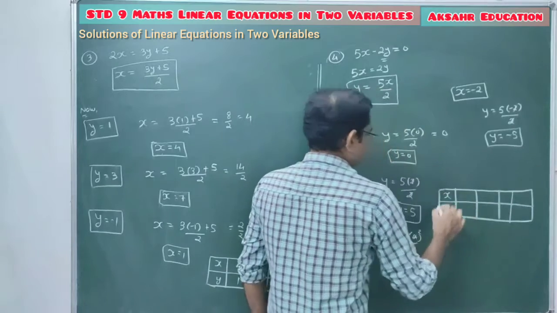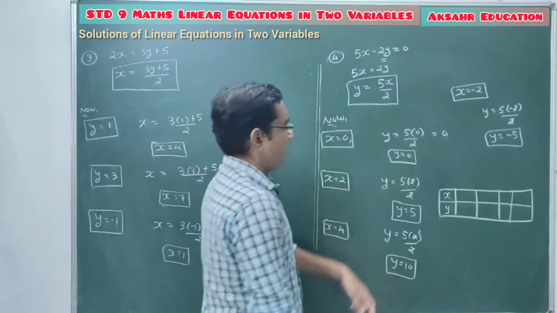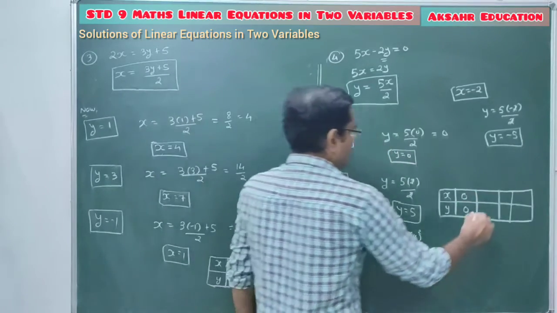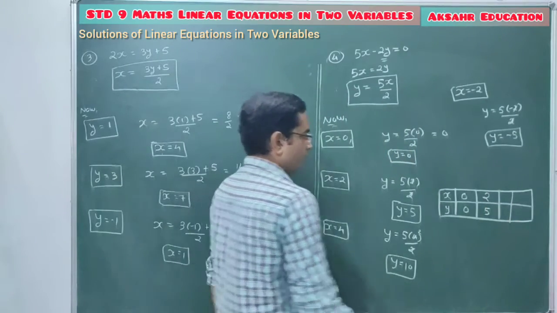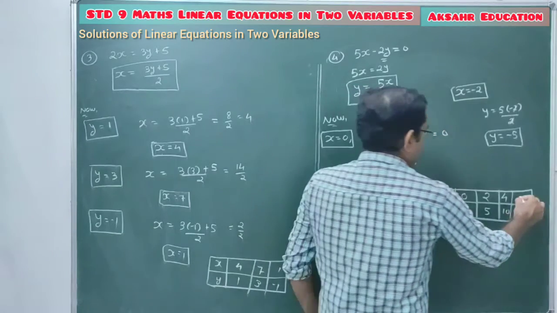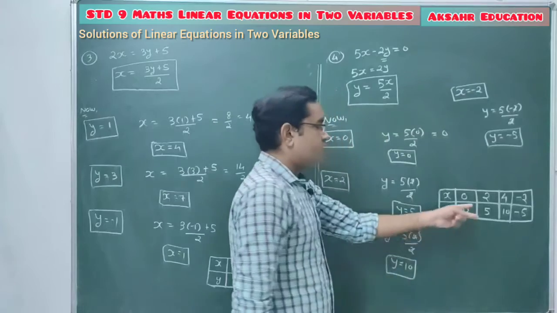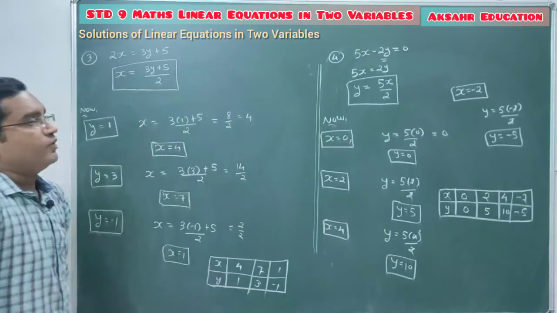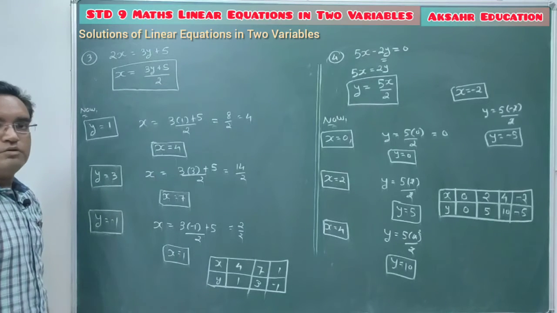So x and y. For x equal to 0, y equal to 0. For x equal to 2, we are getting y equal to 5. For x equal to 4, we are getting y equal to 10. And for x equal to minus 2, we are getting y equal to minus 5. So these are the 4 different solutions out of infinitely many solutions of this linear equation in 2 variables. Clear, students? So pause the video to note it down.